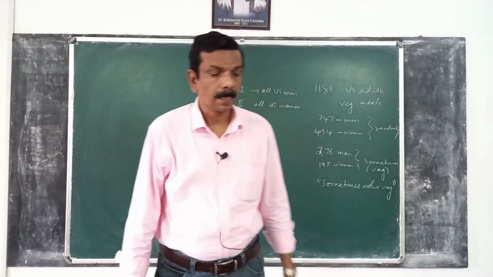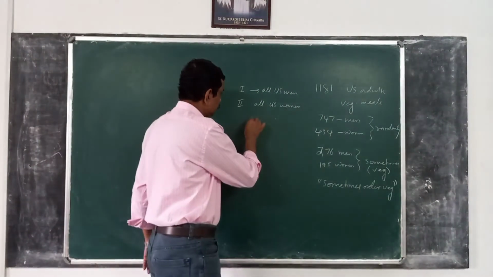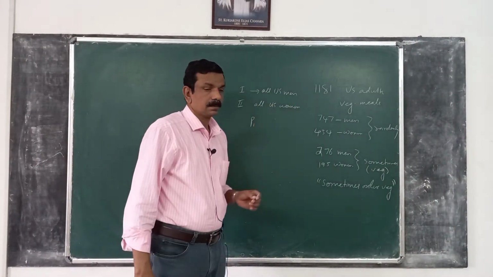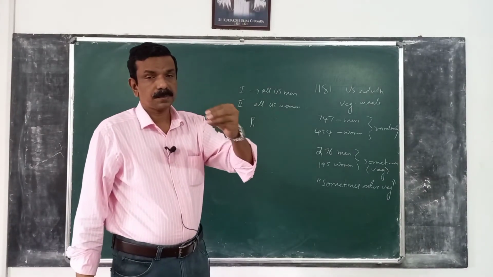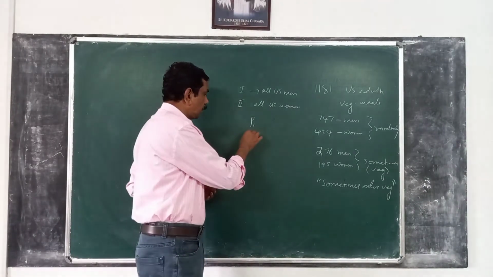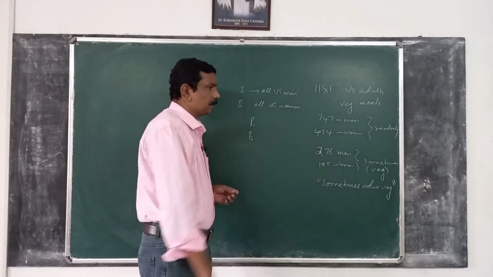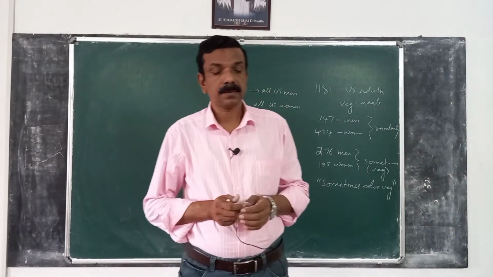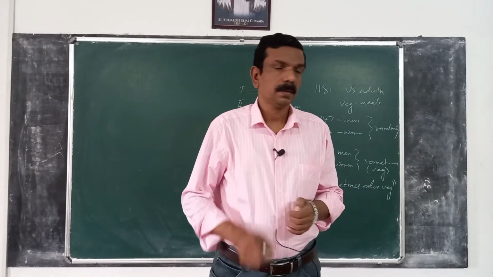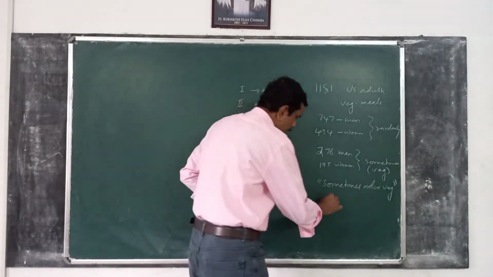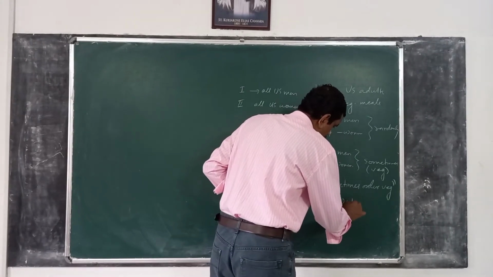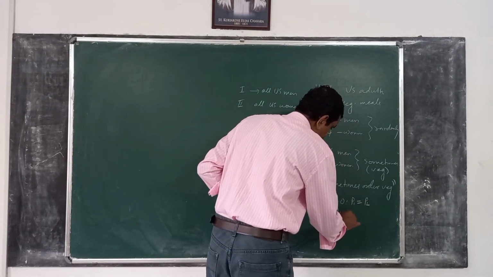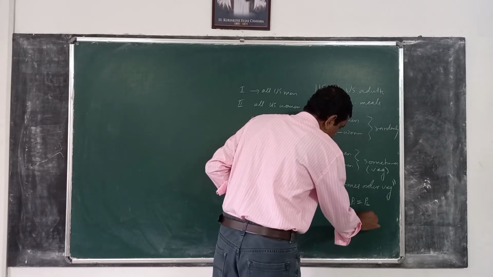And P1 is the proportion of US men who sometimes order veg, and P2 is the proportion of US women who sometimes order veg. Our H0 is P1 equals P2 and H1 is P1 less than P2.